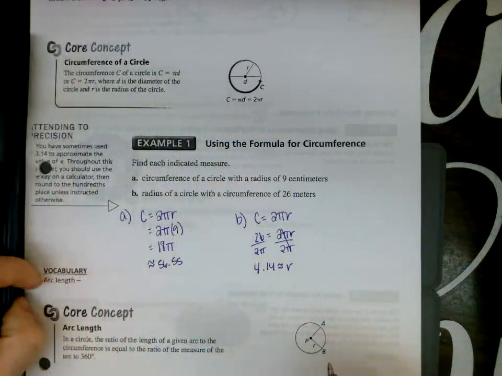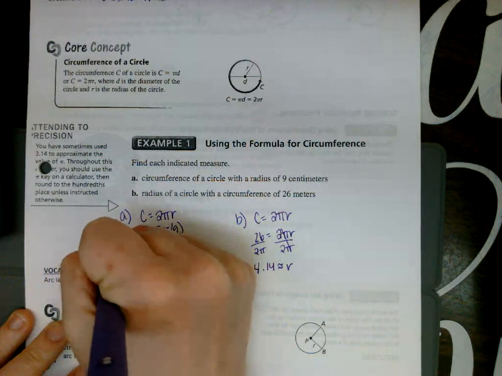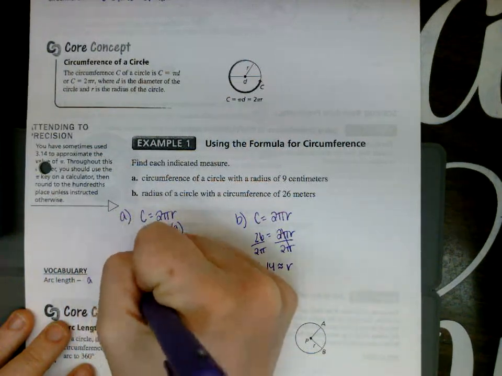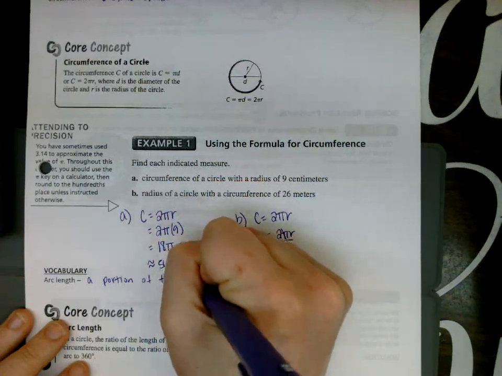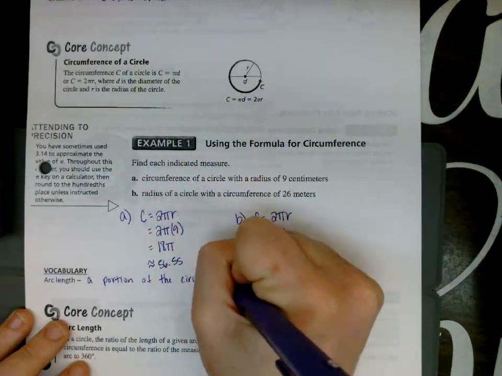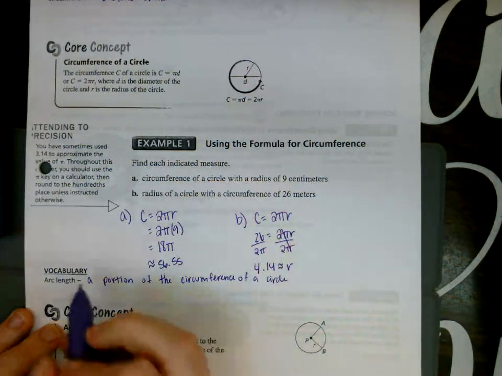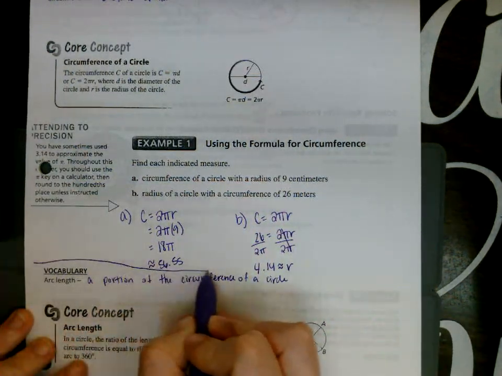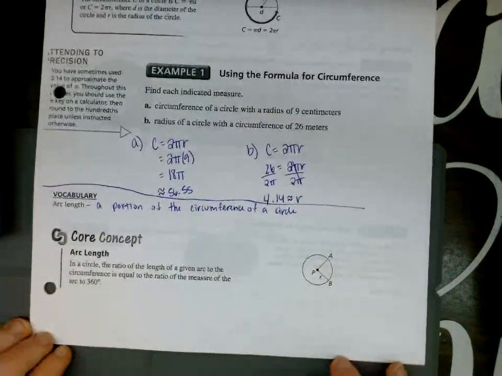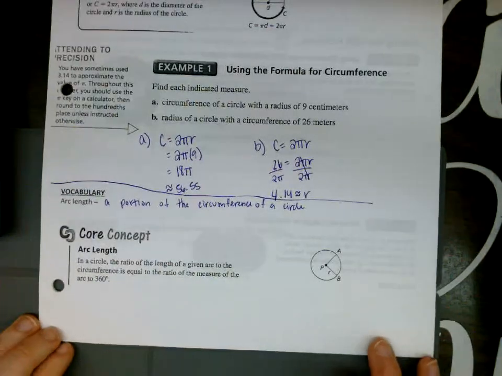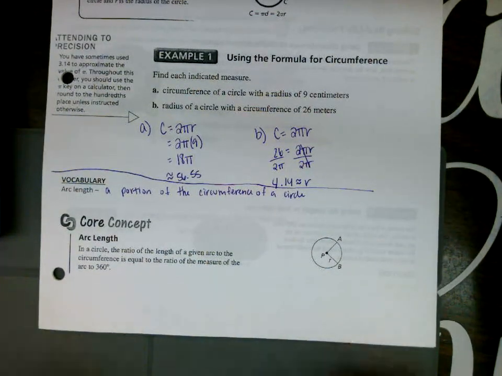Okay, so the next vocabulary word is arc length. It is a portion of the circumference of a circle. So an arc length is a portion of the circumference of a circle. Now we have an arc length formula.